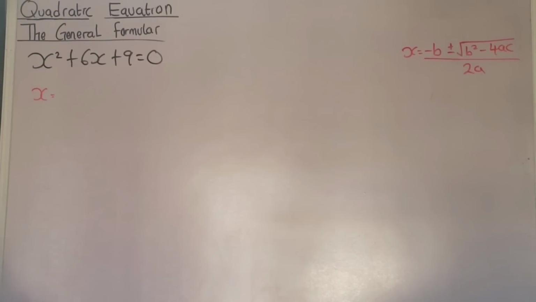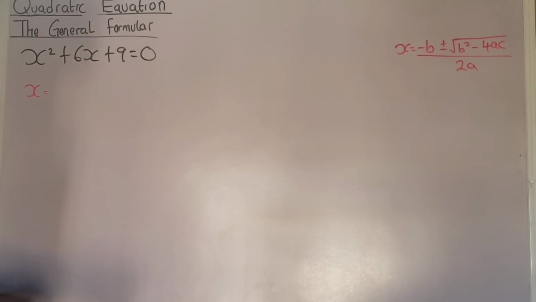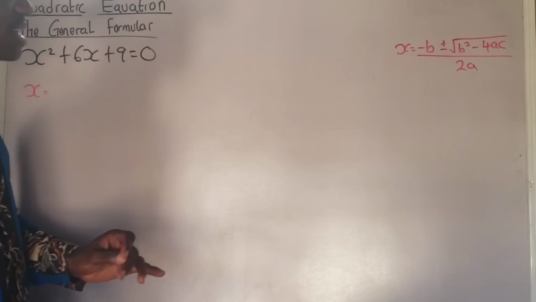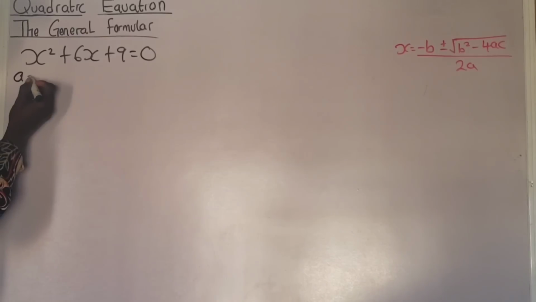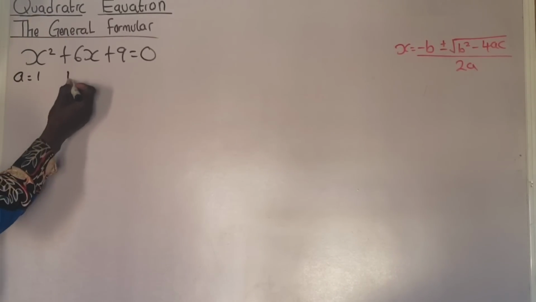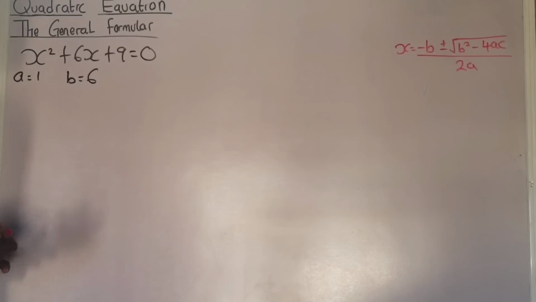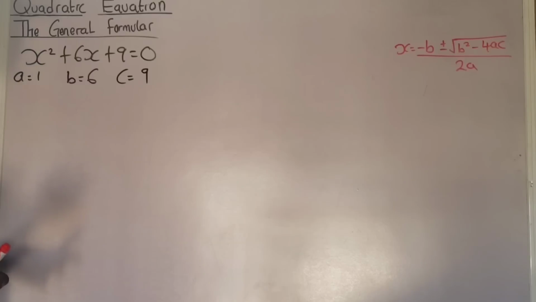The first step is that you have to identify the parameters in your formula. The parameters in this formula are a, b, and c. A is the coefficient of x squared, and the coefficient of x squared in this quadratic equation is 1. So a equals 1. Now, b is the coefficient of x, so b in this quadratic equation is 6. And c is the constant term, so c in this quadratic equation is 9.